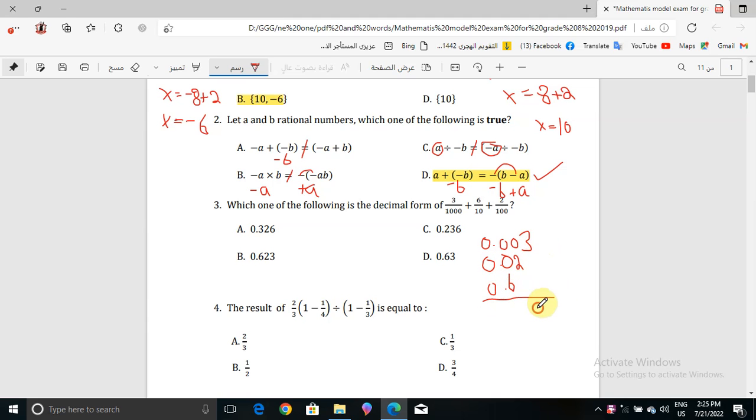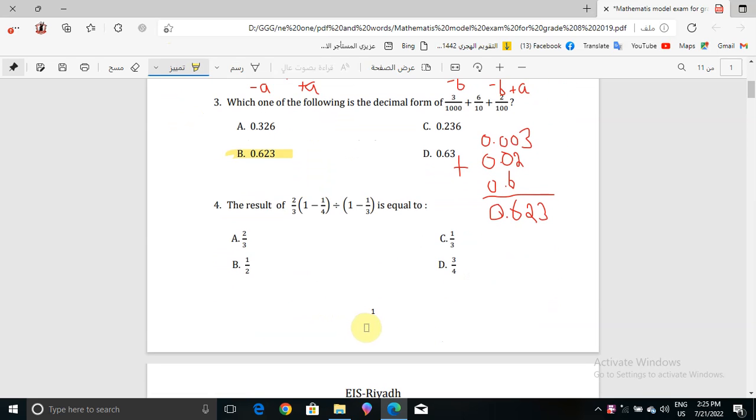So here we add the 3, the 2, and the 6, then 0 point. So that means what we have is 0.623, which is in choice B. So choice B is the correct answer for question number 3.